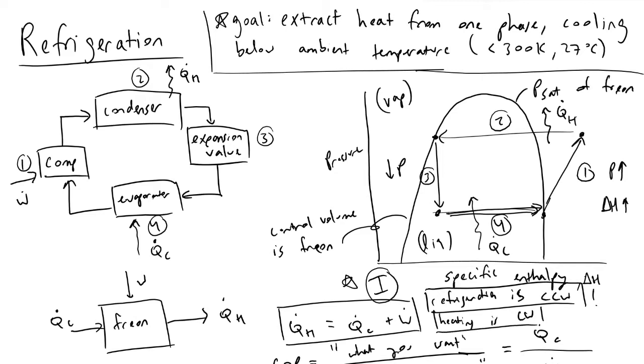And so what that means is if we instead wanted to turn our refrigerator around and heat up or preheat some reactant feed, for instance, in a chemical process, we will simply change the direction that we operate our refrigerator in, and we can do that. So it's pretty cool stuff.